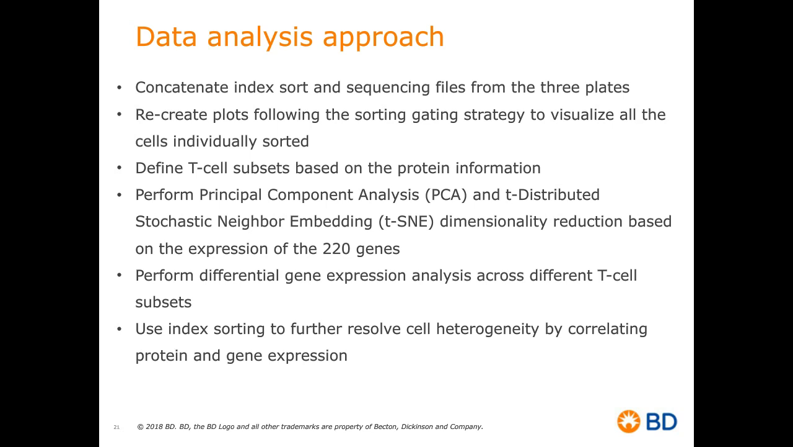Now we look at the genes. We have 220 genes, so we'll start by performing a principal component analysis, followed by a t-SNE dimensional reduction. We'll then perform differential gene expression analysis. And eventually, at the very end, I will show you how we can use index sorting to further resolve cell heterogeneity by correlating protein and gene expression.